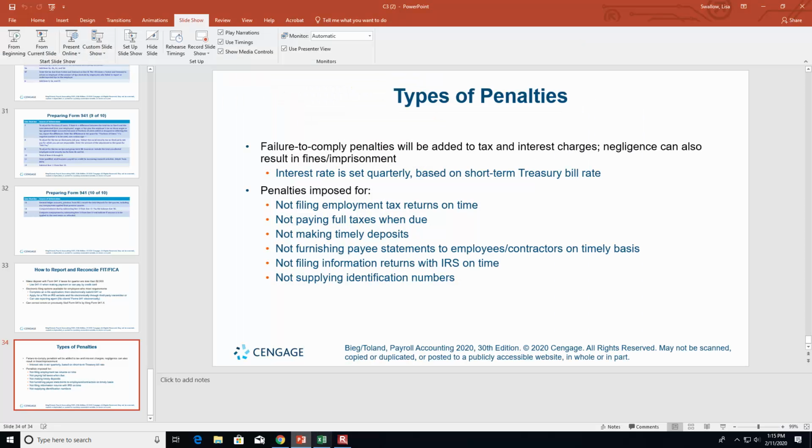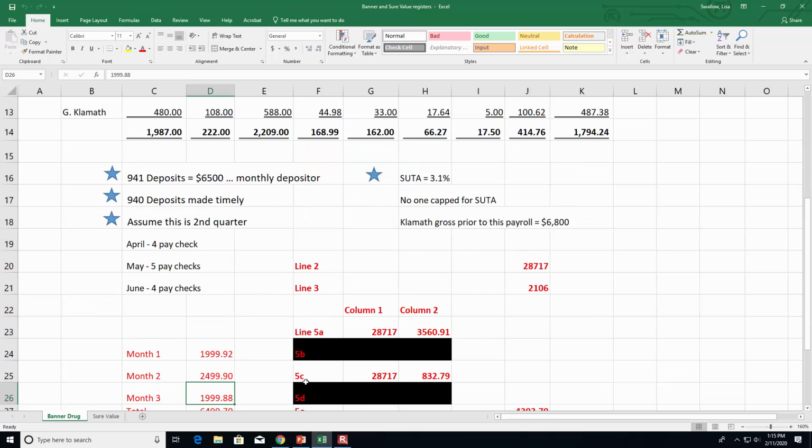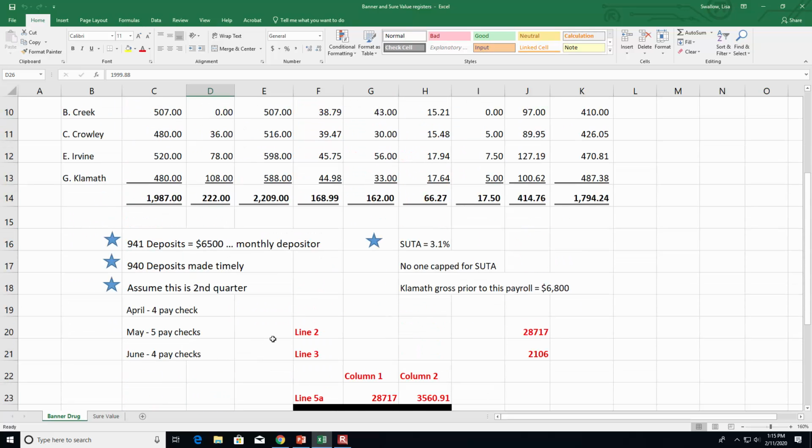In April, I had 4 paychecks. In May, I had 5 paychecks. In June, I had 4 paychecks. You wouldn't know that without looking at a calendar and knowing my pay schedule. But you would know that every quarter you have 13, because 52 divided by 4 is 13.